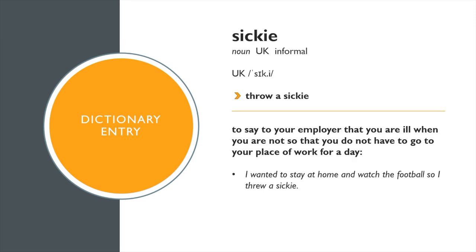Here is another dictionary entry. This time it's informal. If it doesn't specifically say formal or informal in the dictionary entry, then you can assume that the word or phrase is neutral and it can be used in most situations. So as you can see, sickie is a noun and it's in British English. I'm not sure to what extent Americans would know what a sickie was. So you can see there only the phonetics in British English. Then we have a collocation, for example, to throw a sickie. And as in the previous entries, we have the definition in bold and we have the example in italics.